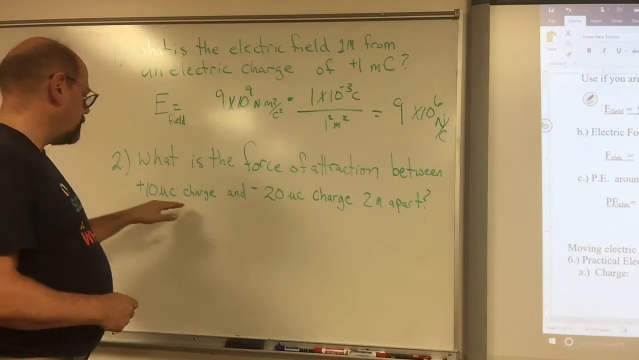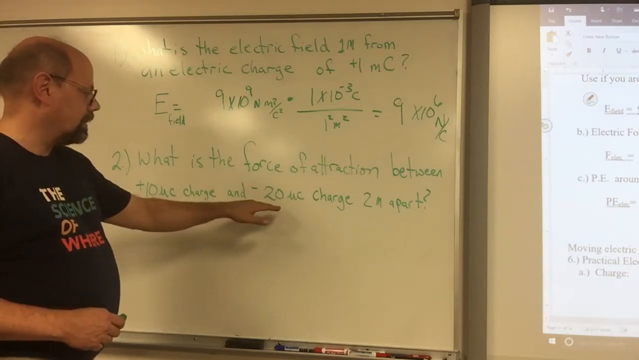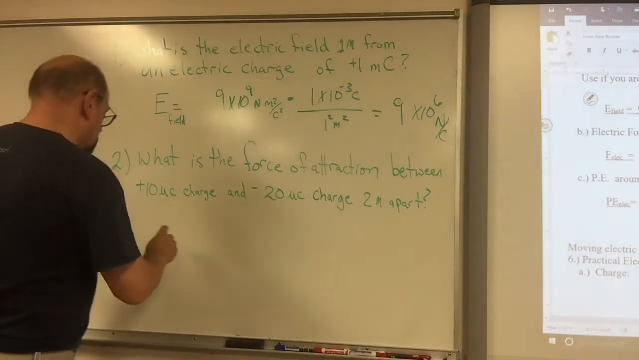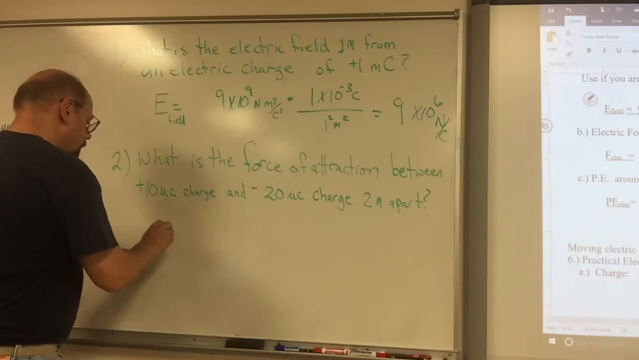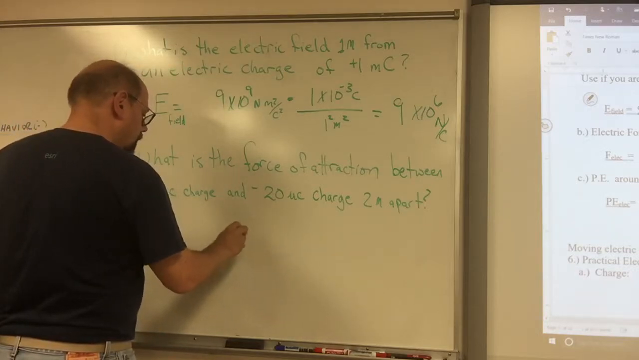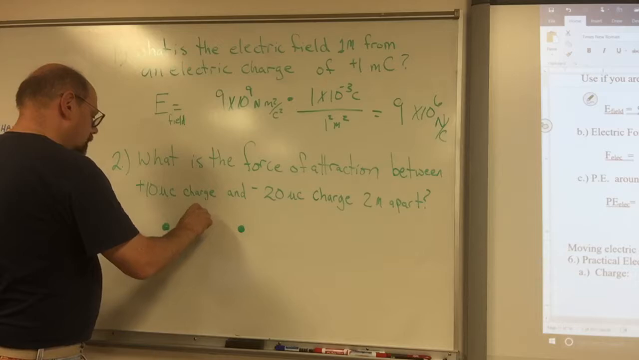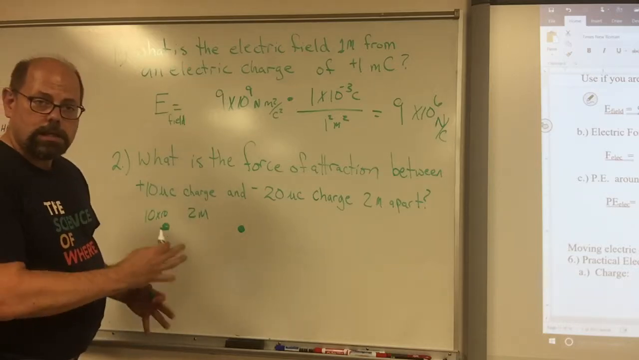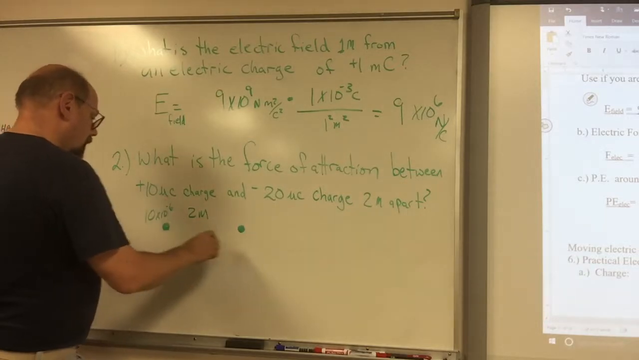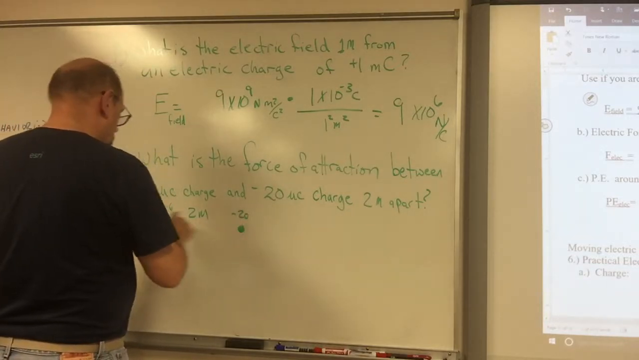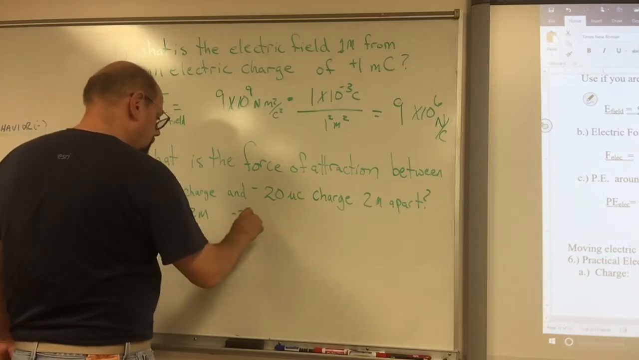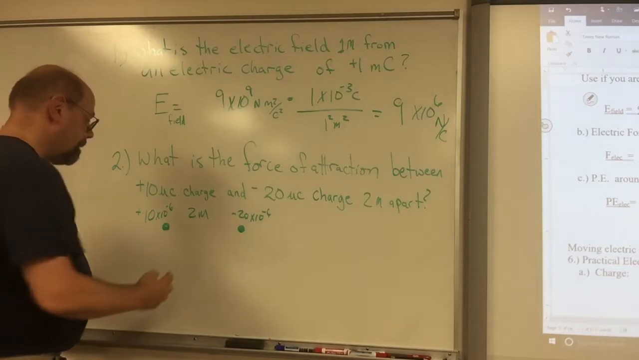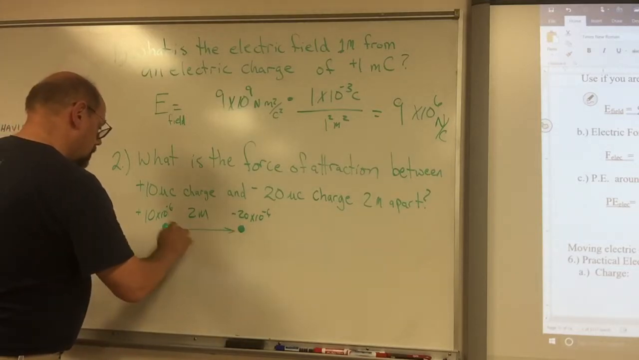What is the force of attraction between 10 microcoulombs, that's a millionth, and 20 microcoulombs of the opposite charge that are 2 meters apart? So let's draw that real quick. Always drawing these does help, especially when you get more than one. They're 2 meters apart. This is 10 times 10 to the what? Minus 6, because it's a millionth. And this is 20. That's a negative. This is a plus. 20 times 10 to the minus 6th for micro. Okay, micro is a millionth. That's the distance between those two.